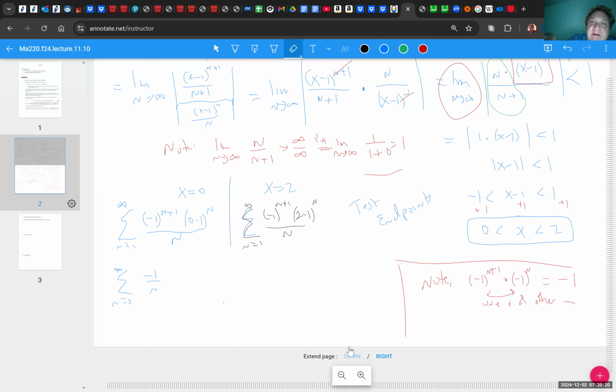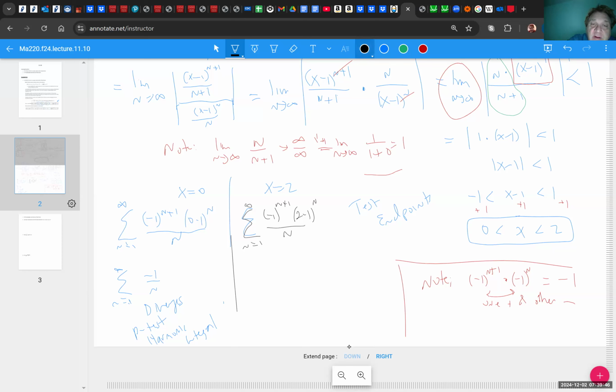So negative 1 over n diverges. And it diverges for several reasons. You could do the p-series test, or you can do the harmonic series. You could even do an integral test. All those tell me that that thing diverges.